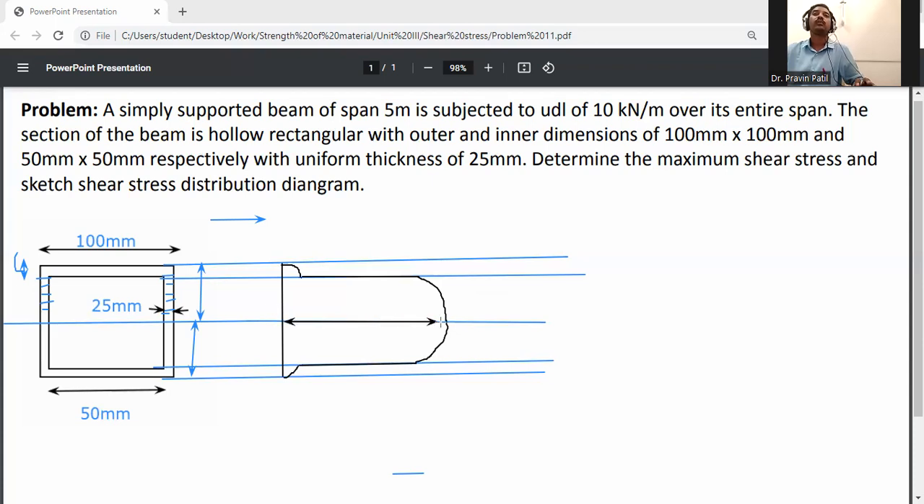So this distance is Q max, 7 MPa. Then Q1 is equal to 3 MPa, Q2 is equal to 6 MPa. And this distance we call Q additional, which is equal to 1 MPa. So this one is the stress diagram for the hollow rectangle section.